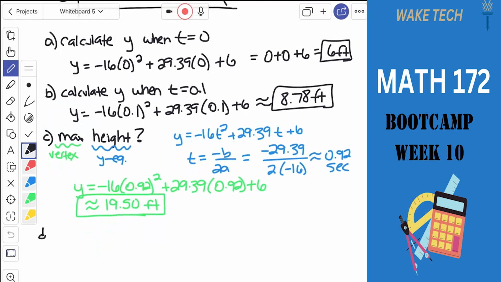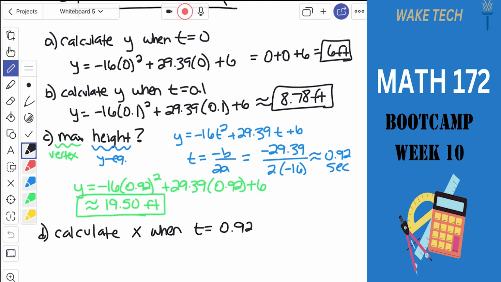D asks, how far has the ball traveled when it reaches its height? So D is asking, a person is standing here, they throw the ball and eventually it makes it this far. How far has it traveled at that point? That means we need to use the x equation. Just like the y equation, the x equation requires a t value as well. Specifically this time, we want to know x when t is 0.92.